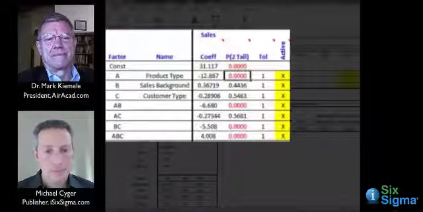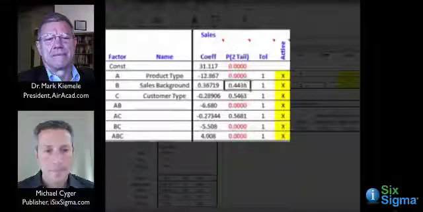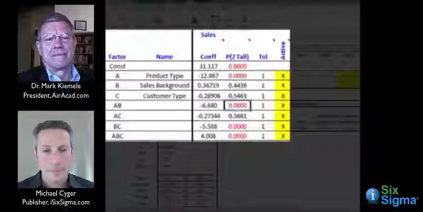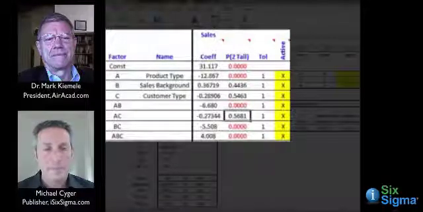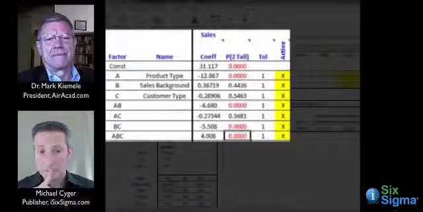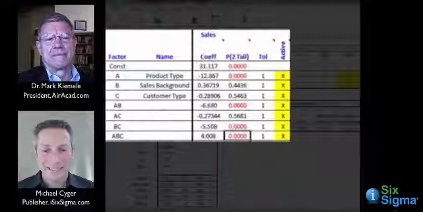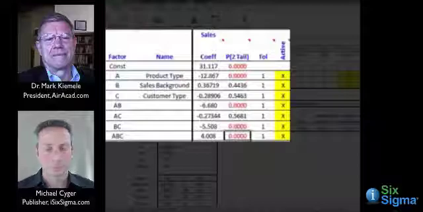Product type by itself is significant. Sales background by itself is not significant. Customer type by itself is not significant, as given by the non-red values of the p-value. AB, that is the interaction of product type and sales background, is significant. The AC interaction is not significant, but the BC is, and believe it or not, there's a 3-way interaction, which we rarely see in electromechanical processes. In people types of processes, we will see more higher order interactions. And we're seeing that here on this sales process, an ABC interaction.